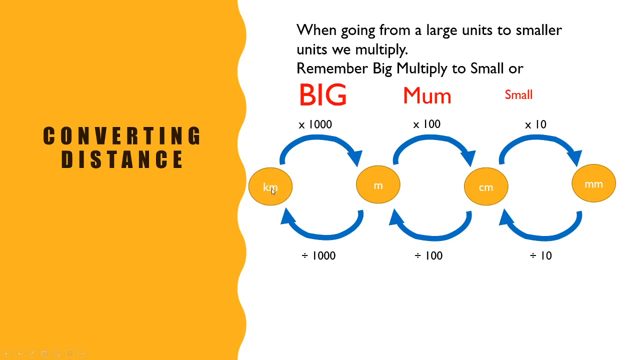Okay, now when we're going from big to small units, we multiply. So a way to remember big multiply to small is big mum small, BMS. So big, multiply to small. So we always multiply as we're going down, and then we divide as we come back up.